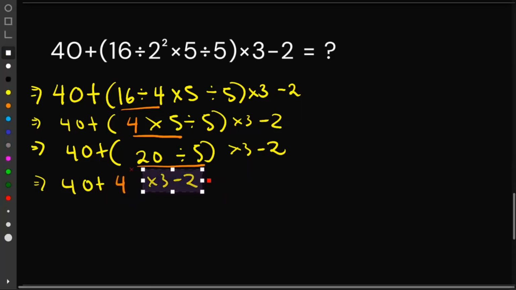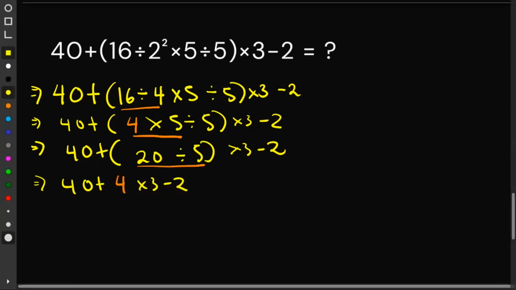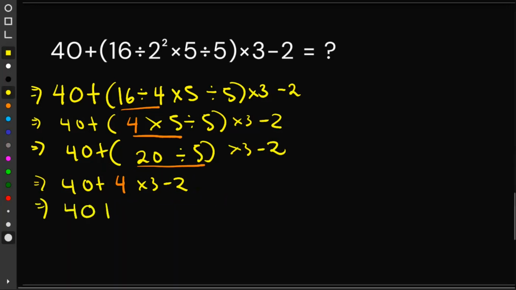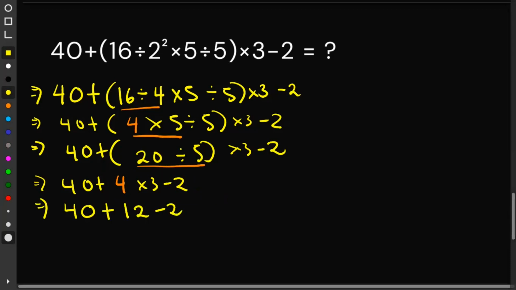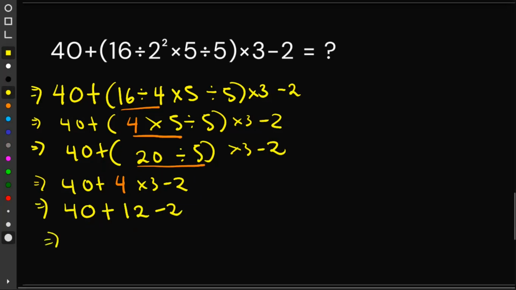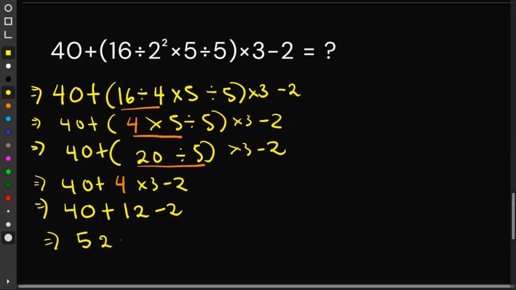So now, since there is a multiplication operation out here, we multiply that. That would give us 40 plus 12 minus 2. Adding these two would give us 52 minus 2, or simply 50.